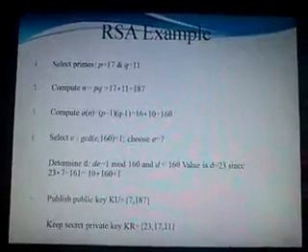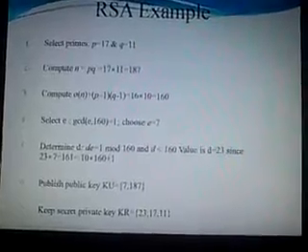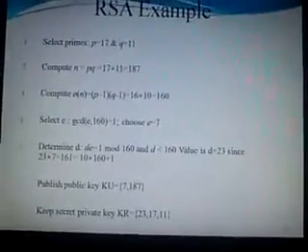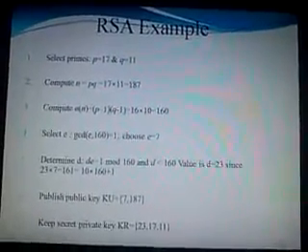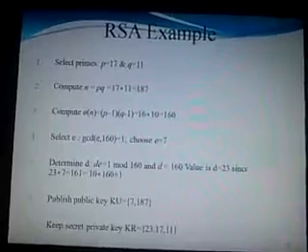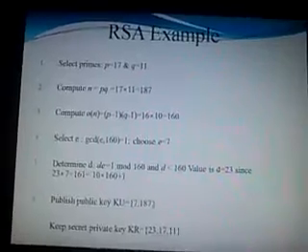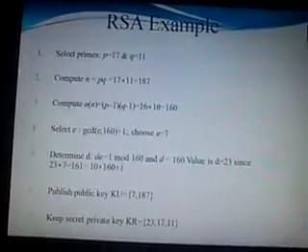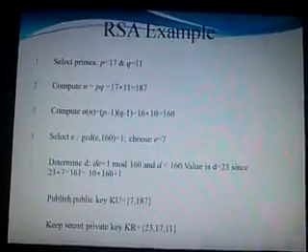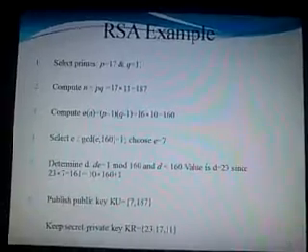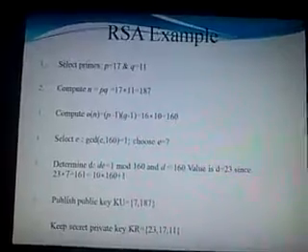For example, we see the RSA example now. First we select p equals 17, q equals 11, and compute n equals p times q. 17 times 11 is equal to 187. Now compute phi of n, which is p minus 1 times q minus 1, which is 16 times 10 is 160. Select e such that GCD of e comma 160 is equal to 1. Choose e equals 7, where we get GCD of 7 comma 160 is equal to 1.